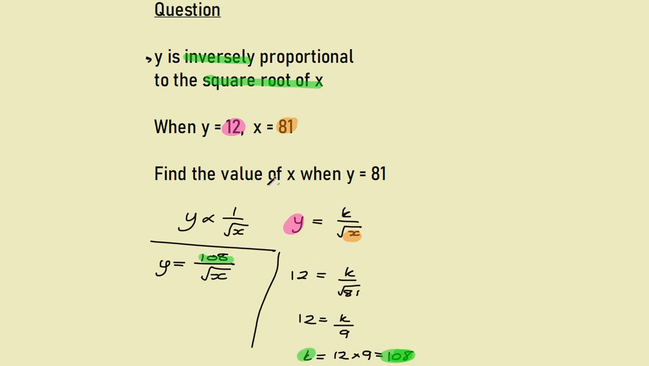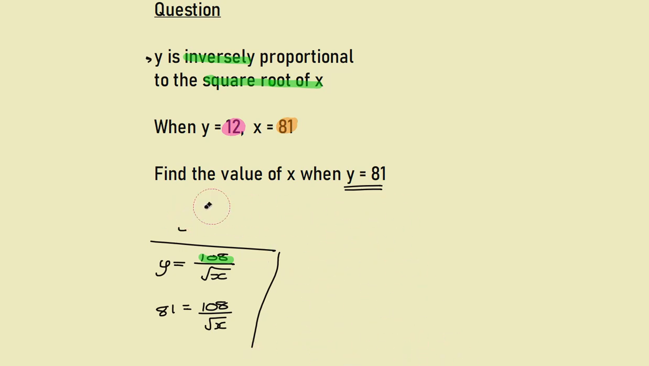We can now use this to find the value of x when y is 81. So 81 equals 108 over the square root of x, and we can now figure out the value of x. Now I'm just going to clear this, a bit more space to work with, and write it up here: 81 equals 108 over the square root of x.